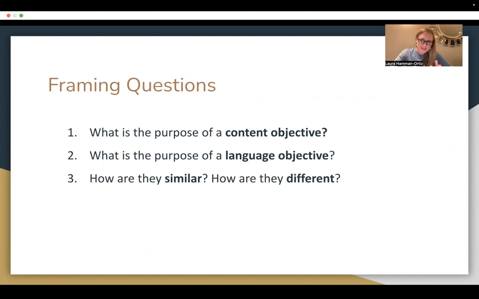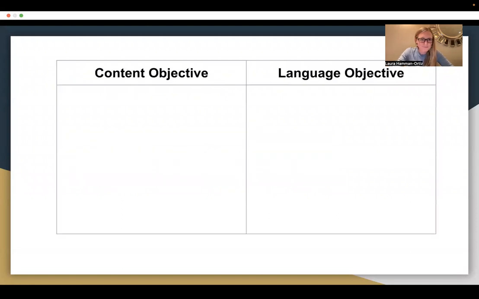So if we were in person, I might have you do a turn and talk right now to talk about your understanding of what the difference might be between a content and a language objective. But since this is a video, for the sake of moving us forward with the content, we'll start to think about the answer together right now to that third question. How are they similar and how are they different?